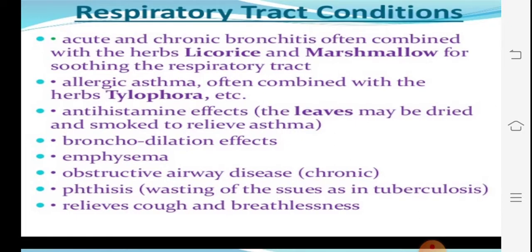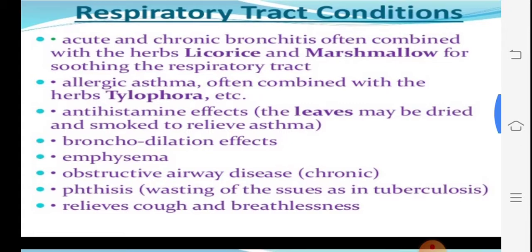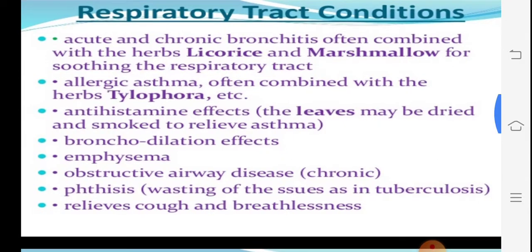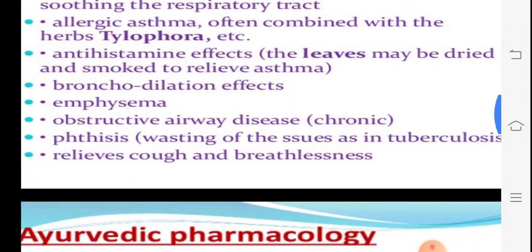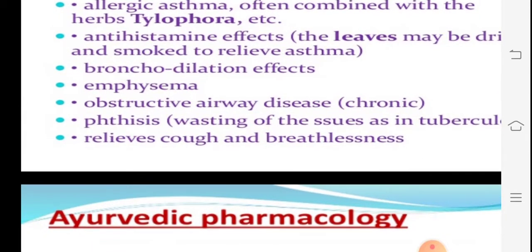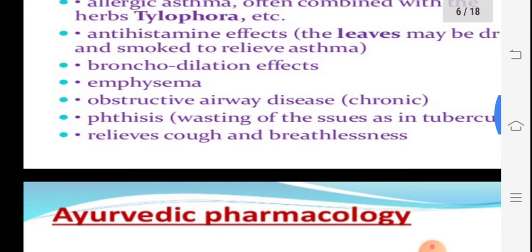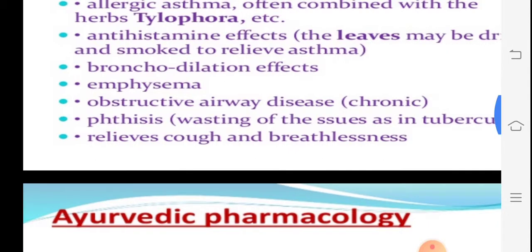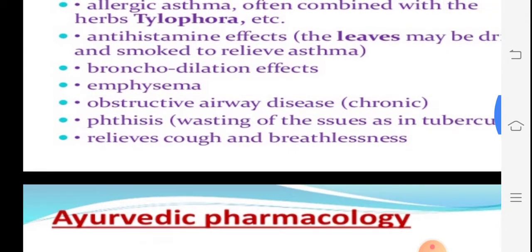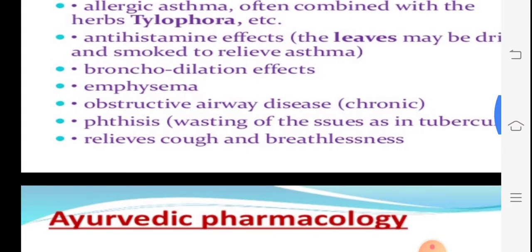The antihistamine effect: the leaves are also dried and smoked to relieve asthma, like a cigar or a bidi. It is good for the bronchodilation effect. Then emphysema, which relates to the sinus or breathing. It is good for obstructive airway diseases and chronic diseases. Some people cannot tolerate the conditions, so therefore it is used.